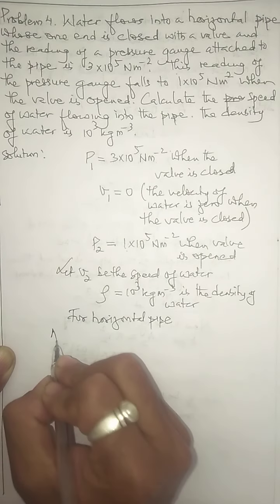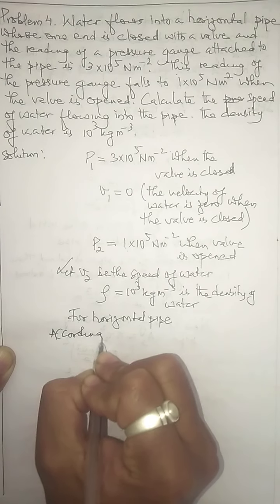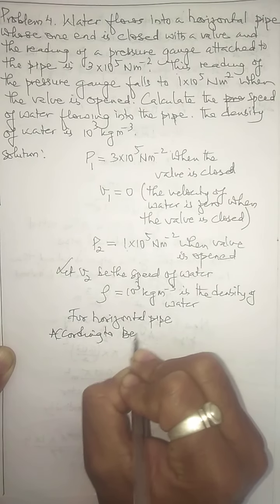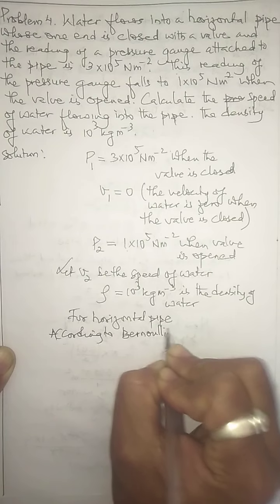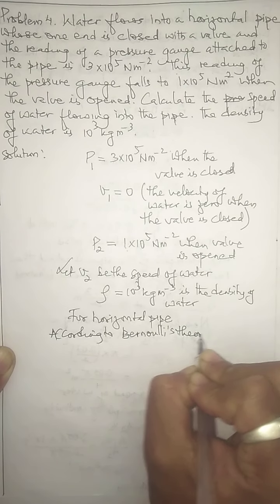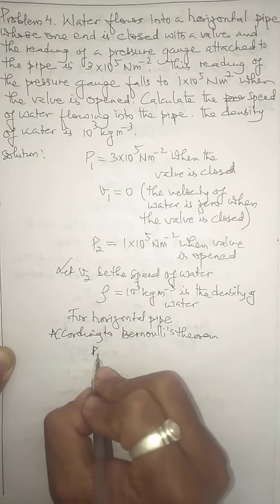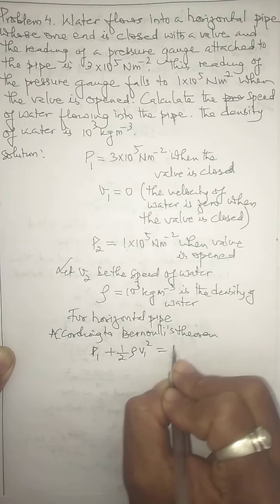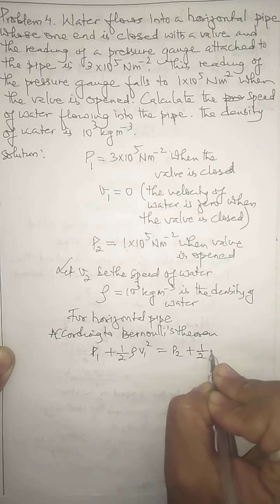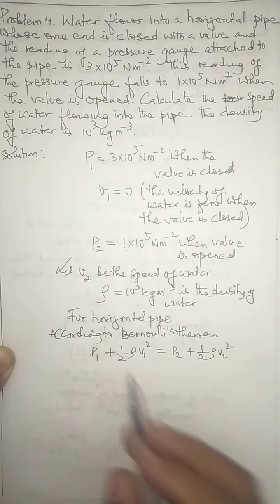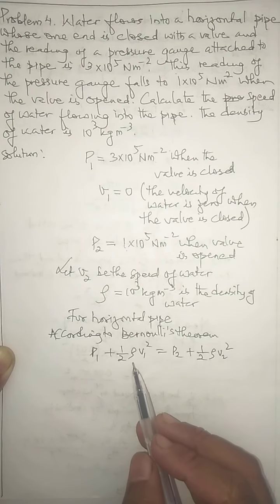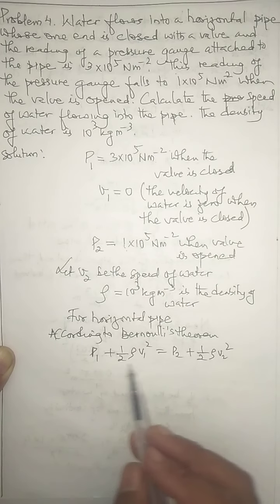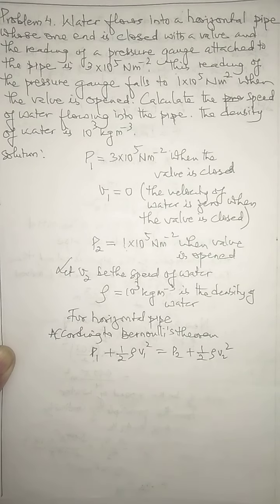So according to Bernoulli's theorem, we can write that P1 plus half rho v1 square equals P2 plus half rho v2 square. This means the sum of pressure energy per unit volume and kinetic energy per unit volume remains constant. So these are the expressions that we follow. Now from here, what we need to find out is v2.